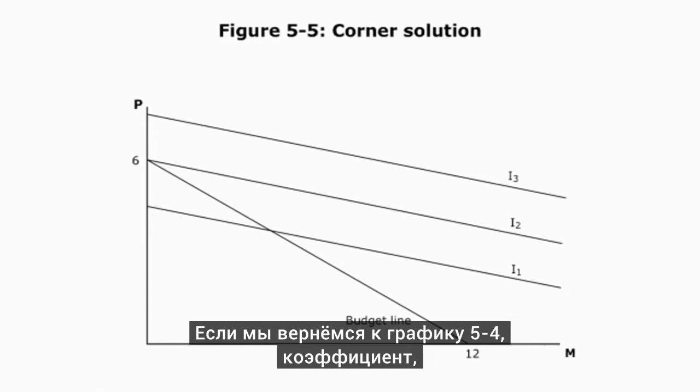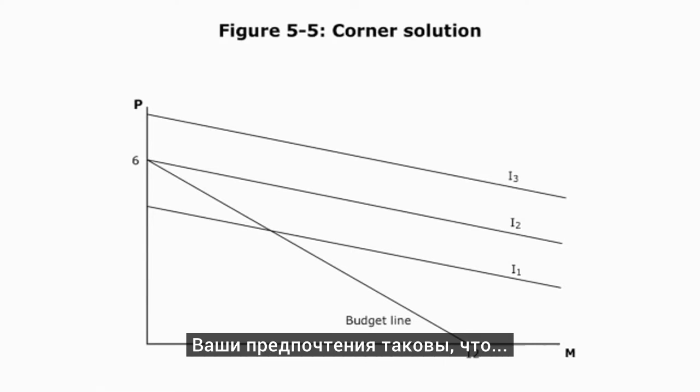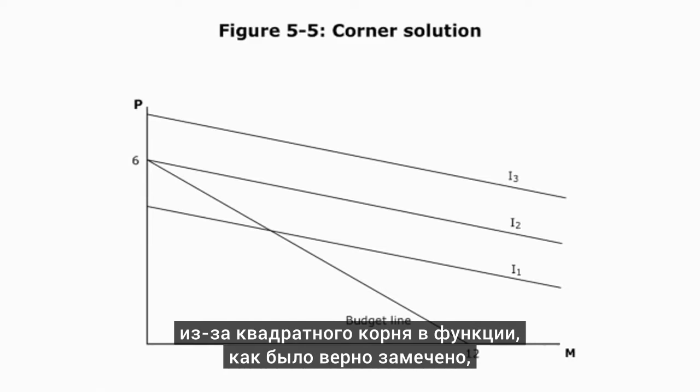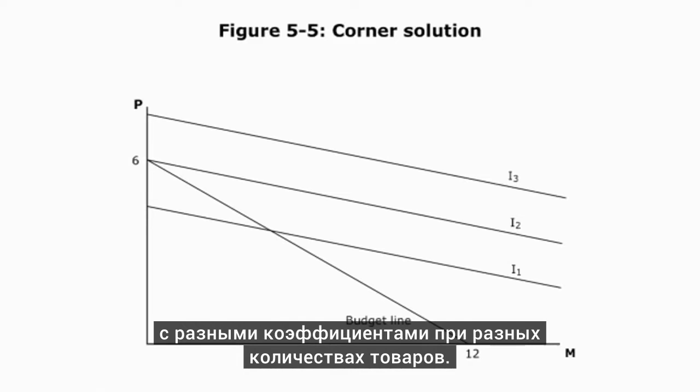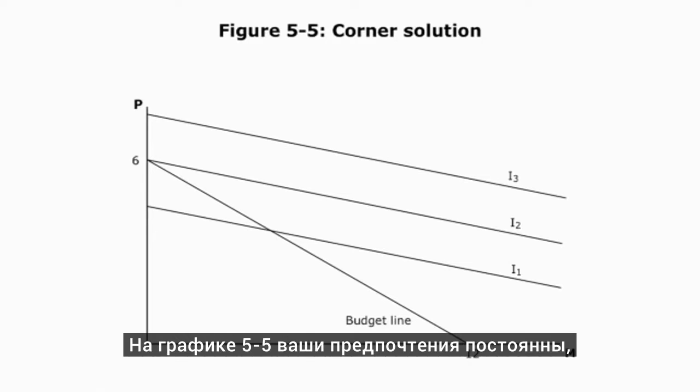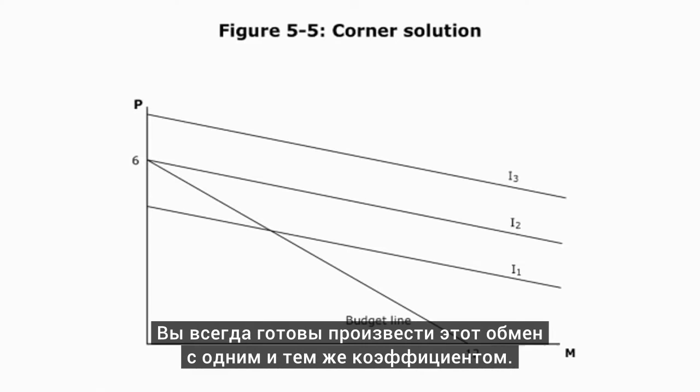If we go back to figure 5.4, the rate at which you're willing to trade off pizza for movies changes. Your preferences are such that, because of the square root function, you are willing to make different rates of trade at different amounts. In figure 5.5, your preferences are constant. No matter how many movies or pizza you have, you're always willing to make that trade-off at the same rate.